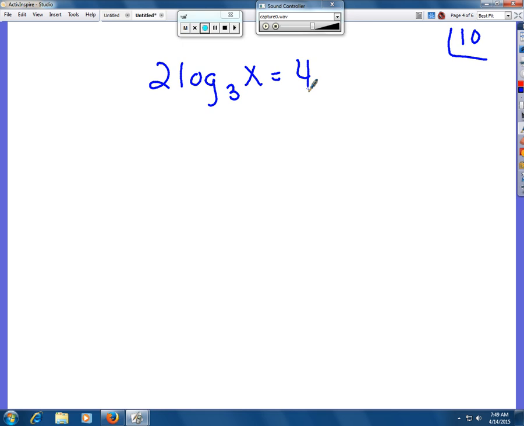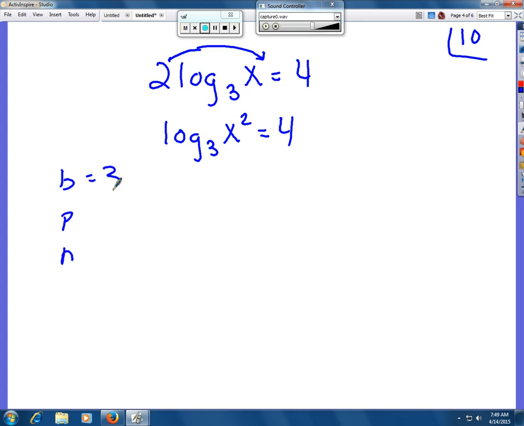And this one I want to use the power property because there's a coefficient here. Remember, if there's a coefficient here, it becomes the power of your argument. So I have log base 3 of x squared equals 4. This is form A because I don't have a log on this side, so I need my b, p, and n. My b is 3, p is 4, and n is this whole argument, so it's x squared.